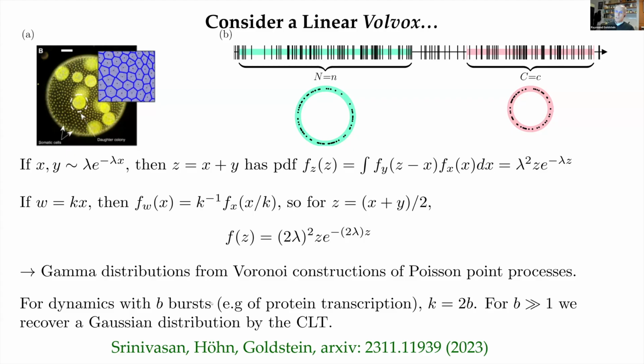Now, the other thing you can do is think about dynamics where you produce this extracellular matrix in bursts, one burst or two bursts or many bursts, a few large bursts with a lot of material or many very small bursts, say all adding up to the same. And it's easy enough to show that you'll get k equals 2b for this bursty process. And if b is much greater than 1, you'll just get a Gaussian distribution by the central limit theorem. But is there any biological reason to suspect that the burst number is low?